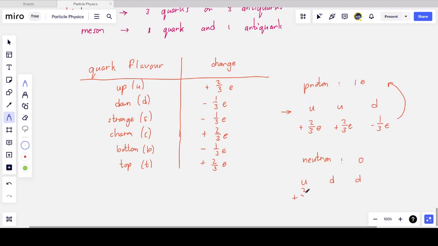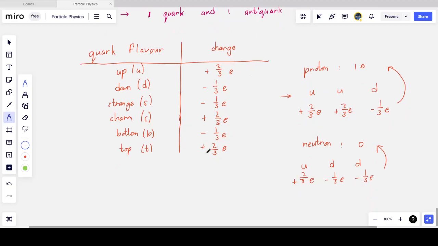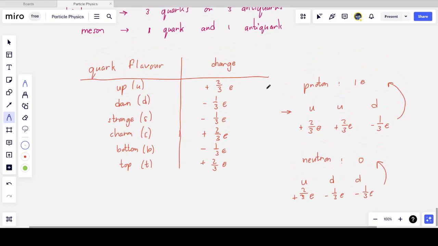So this is a charge of plus 2/3 e, minus 1/3 e, minus another 1/3 e, and yes, the total charge on the neutron is 0. So weirdly enough, our hadrons are all comprised of these little tiny particles that are quarks. If you wanted the charge of an antiquark, the anti-up quark, for example, would have a charge of minus 2/3.